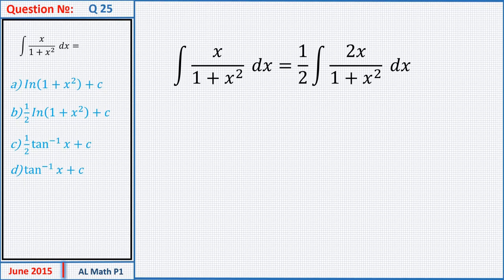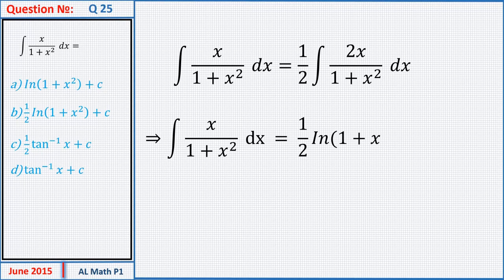So anytime that you differentiate the bottom and you have the top, the answer will just be ln of the bottom. So I'm going to have half ln of 1 plus x squared. Now in integration, when we don't have boundaries, we always put plus a constant, so plus c. Our answer here is B.